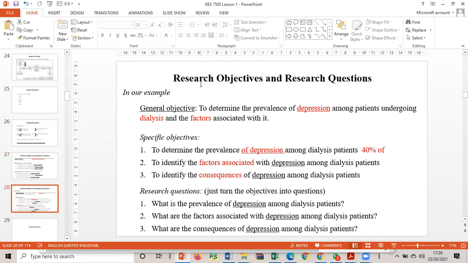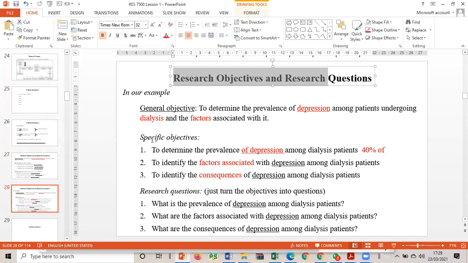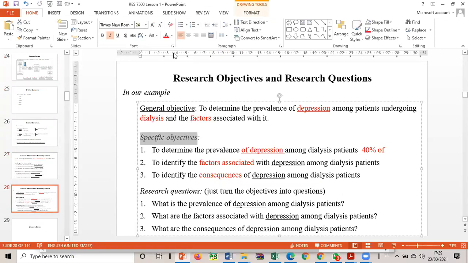In my area of research, objectives, you turn them to questions, they become research questions. Is it necessary to put both? Maybe not. Either one will do, either the objectives or the questions. So this is specifically what I want to know.